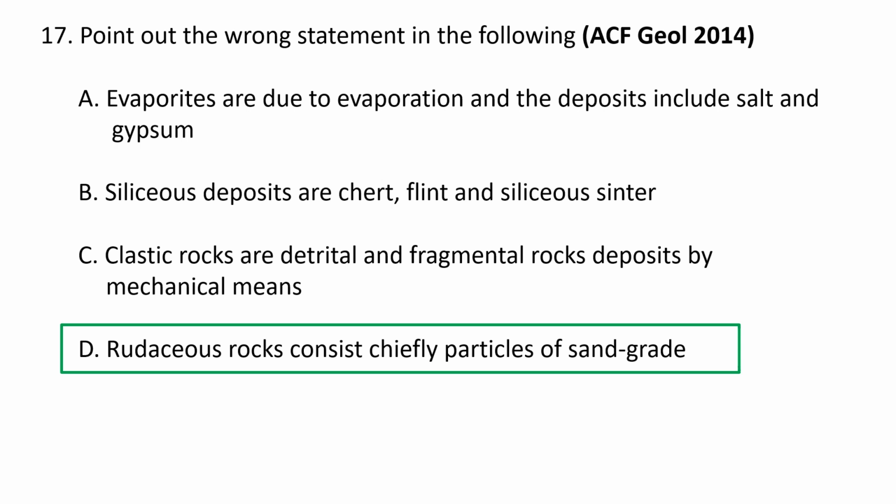Evaporite deposits include salt and gypsum. All these are evaporite deposits. Coming to B, siliceous deposits are chert, flint, and siliceous sinter. Yes, all these contain silica deposits. They are also known as siliceous deposits. And C, clastic rocks are detrital and fragmental rocks. They are deposited by mechanical means. And coming to D, rudaceous rocks consist chiefly of particles of sand grain is not the correct answer. So, that's why D is the correct option. It's a wrong statement.